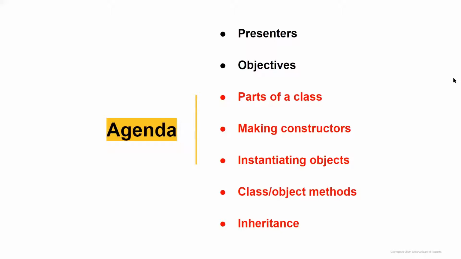All right, so our agenda today, we are first going to go over the presenters and our objectives for this workshop. And then we are going to go into our actual material. We're going to go over the parts of a class. We're going to go over how to make constructors. We're going to go over how to instantiate objects. We're going to talk about class and object methods. And then we're going to touch on some inheritance.